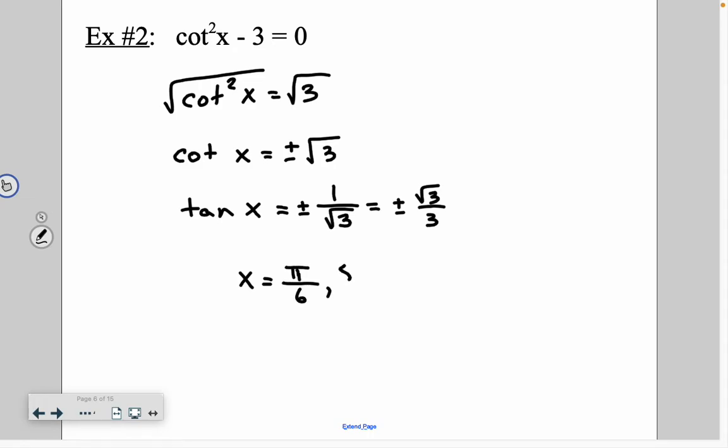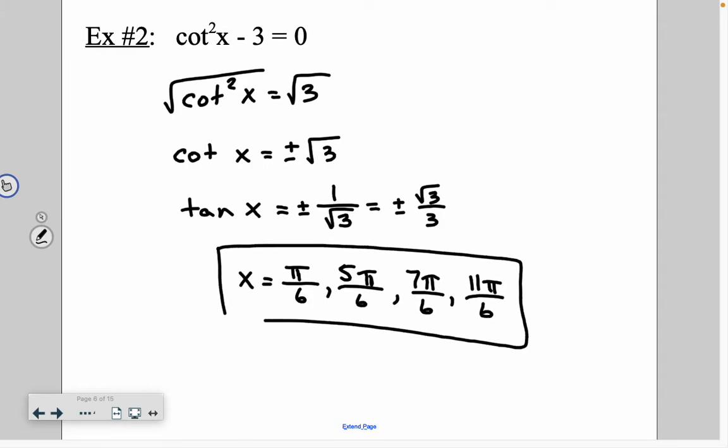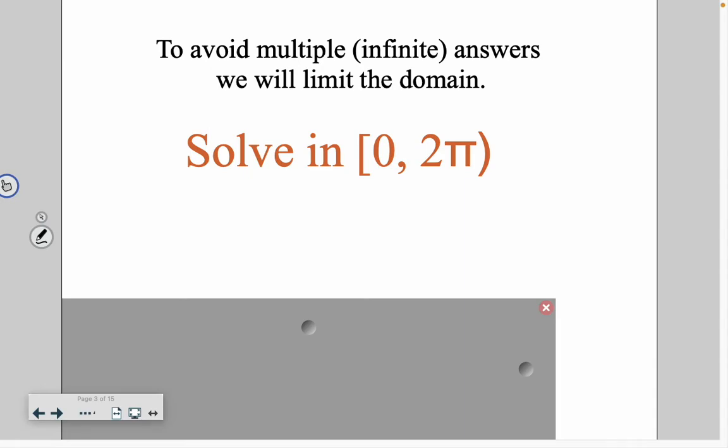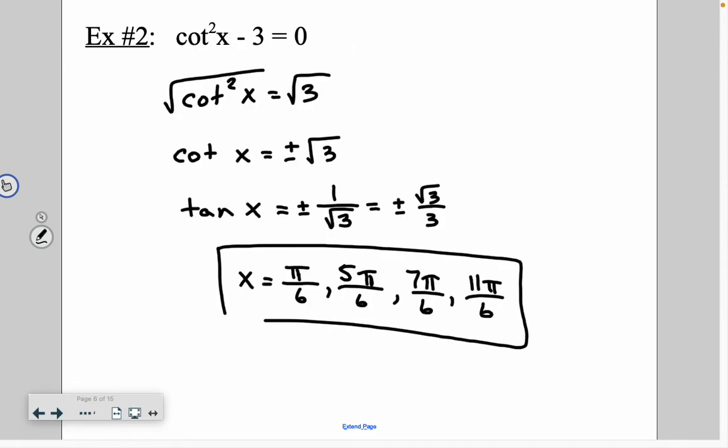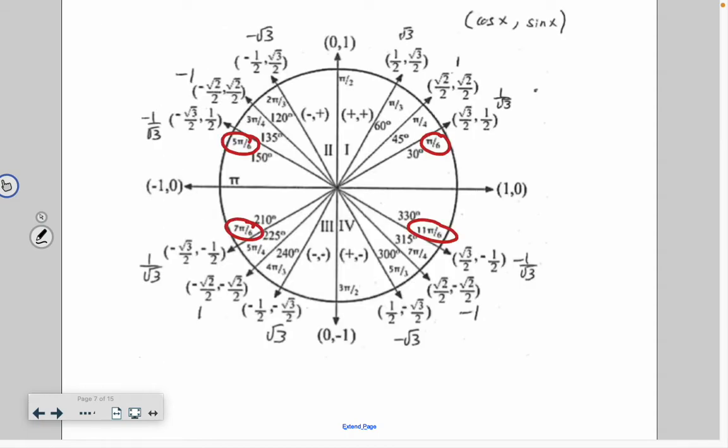5 pi over 6, 7 pi over 6, and 11 pi over 6. And real quickly, going back to what we talked about before, just to make sure you understood what I was saying before. I had said earlier that we're going to just keep the domain between 0 and 2 pi. That's why we stopped at 11 pi over 6. In theory, I could keep going.